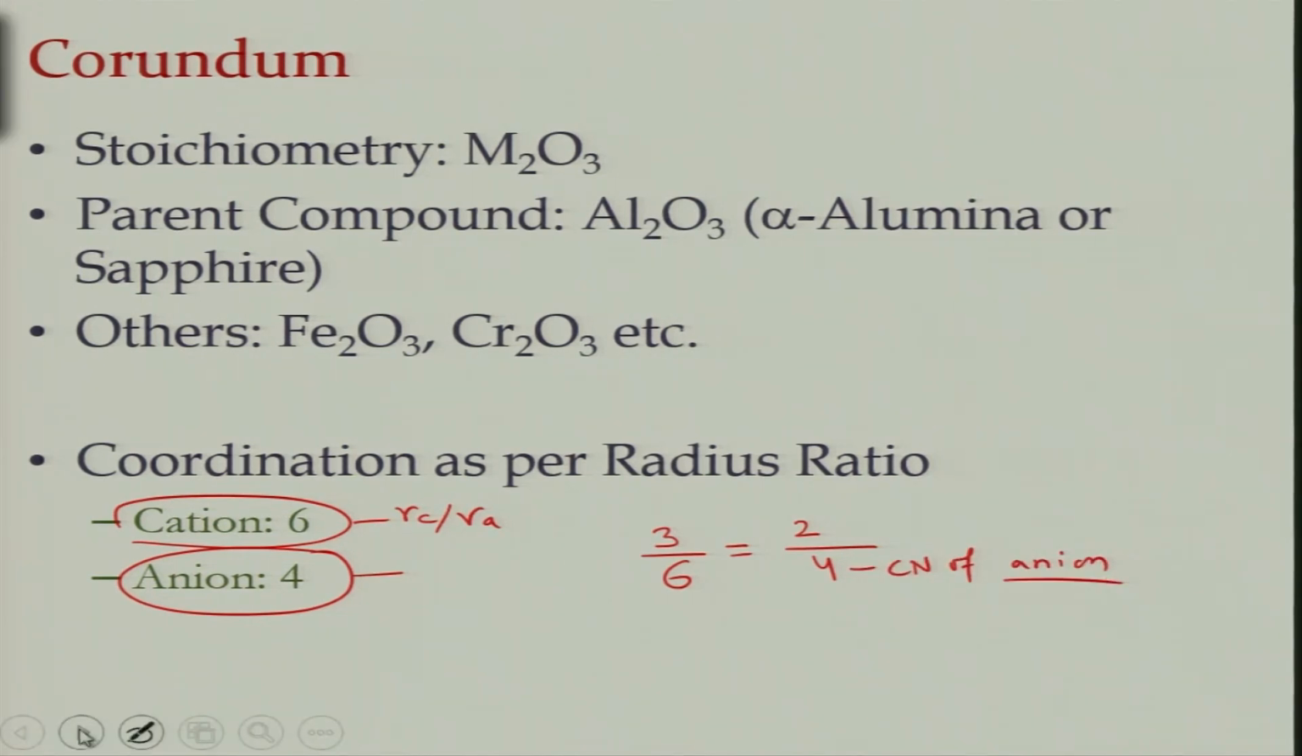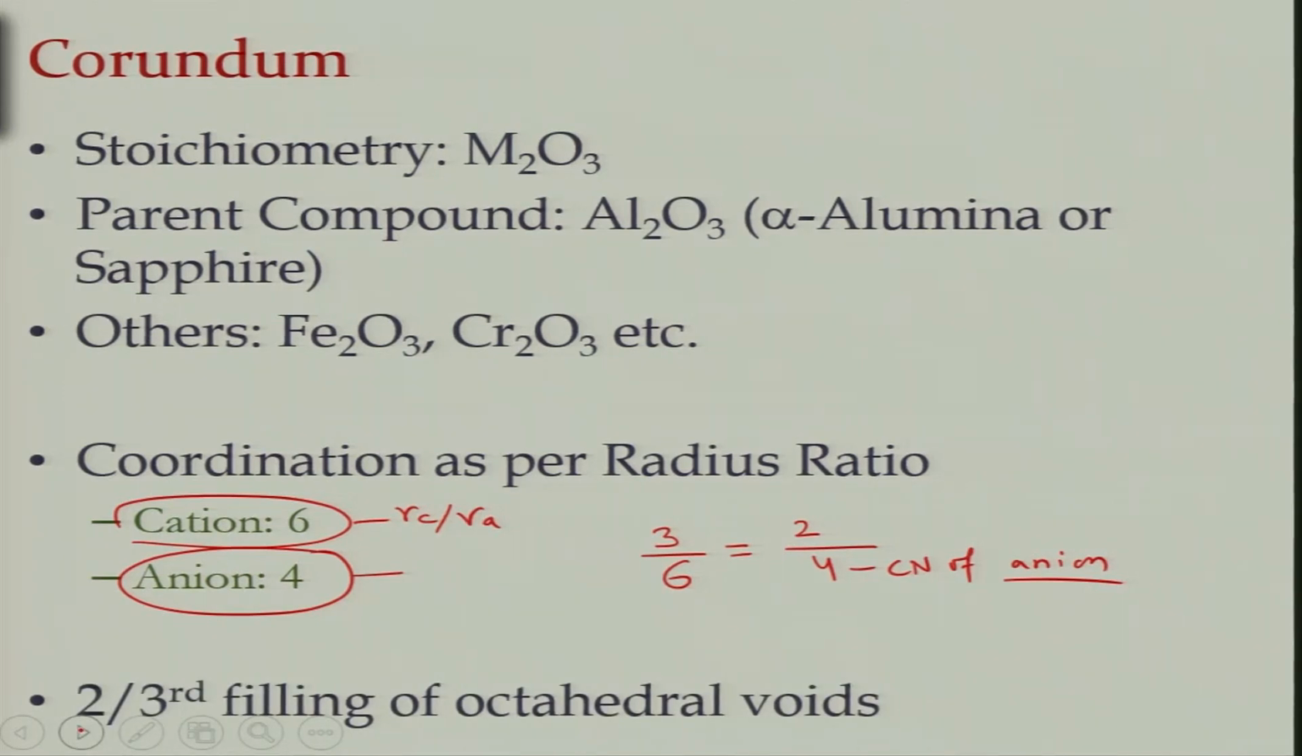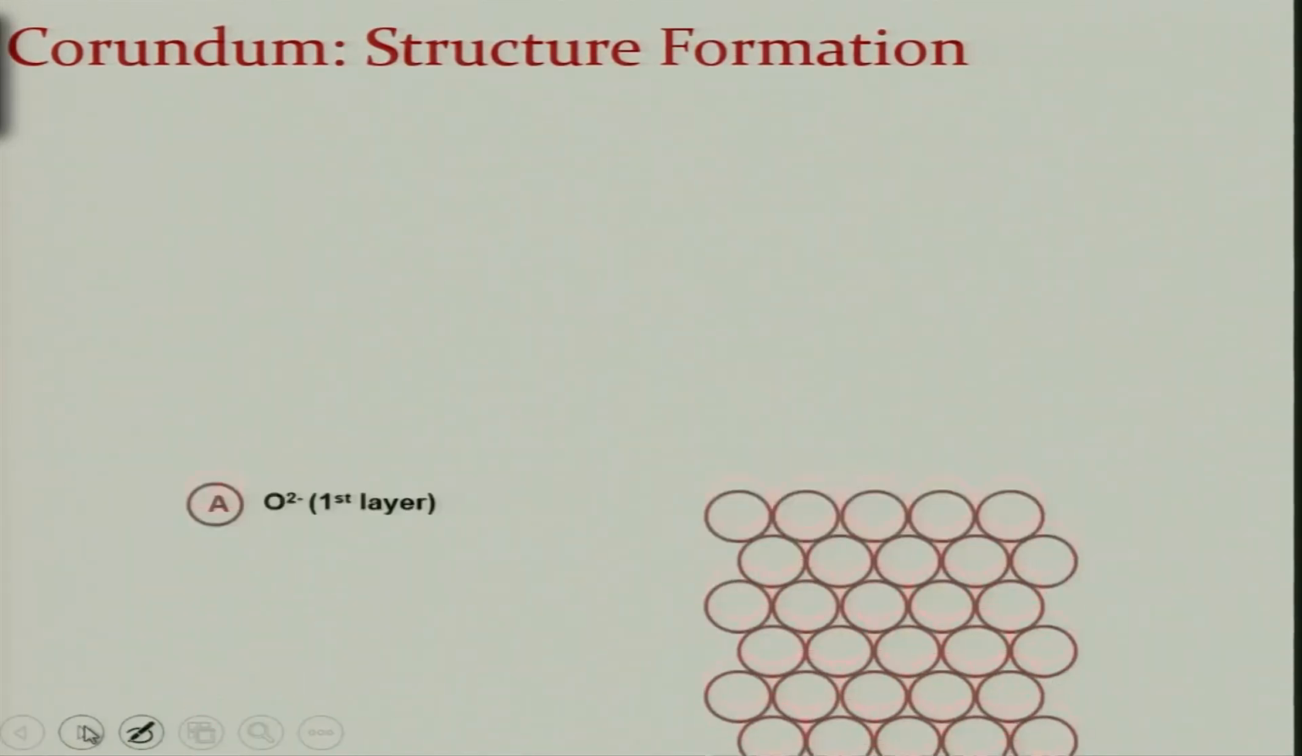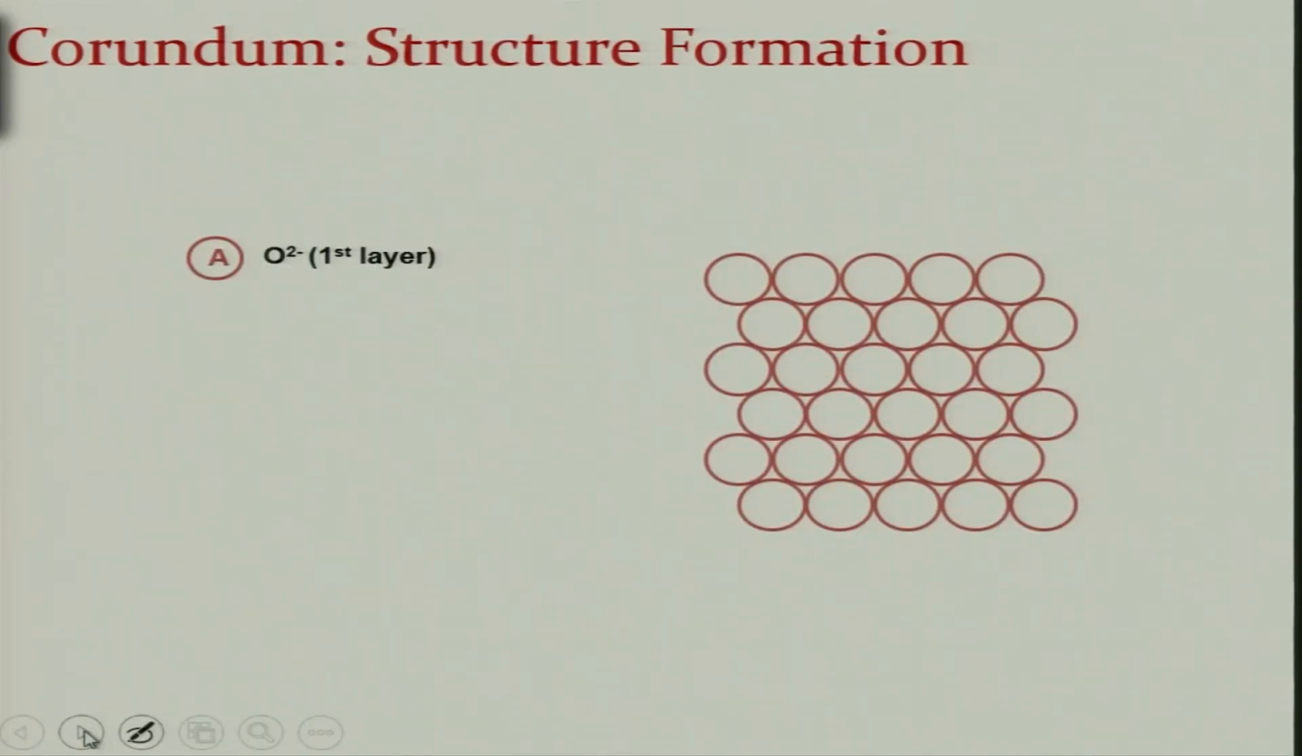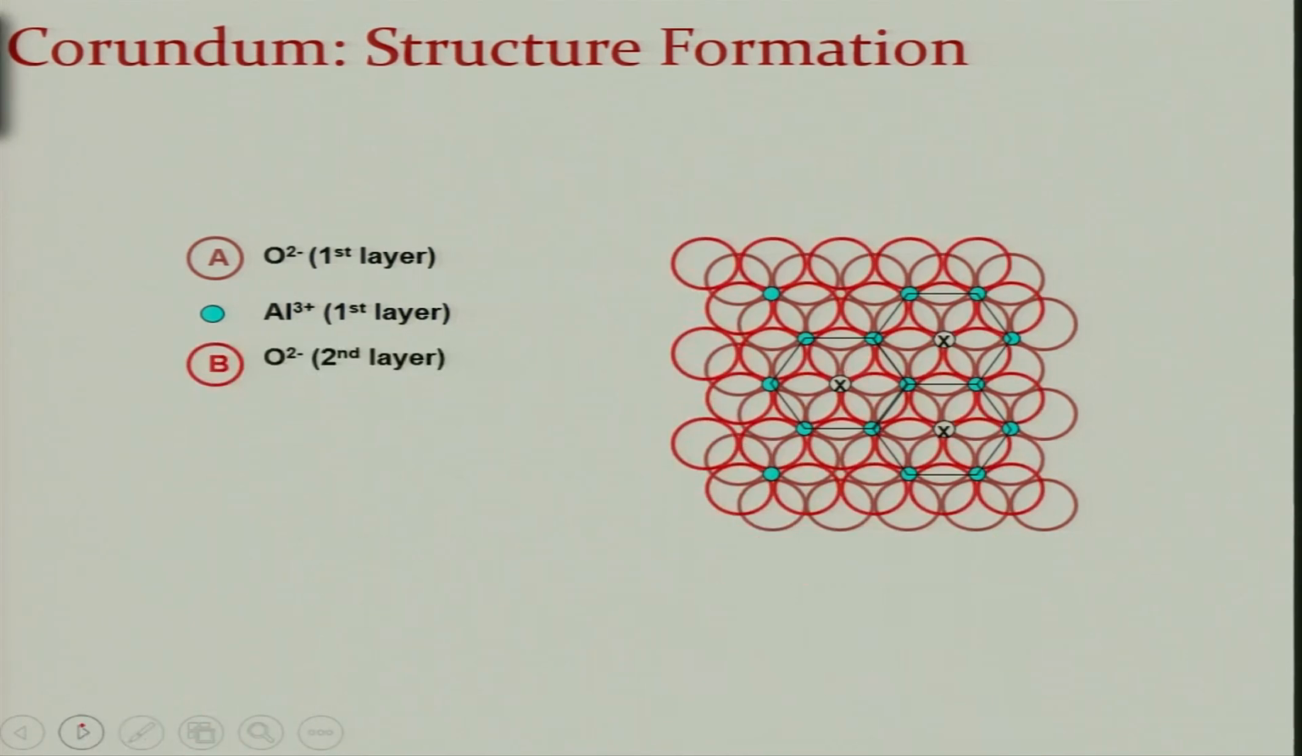And since the stoichiometry is 2:3, the octahedral site filling is 2/3. So this is the structure. The way it is formed is you make the first layer of oxygen, then you fill in the octahedral sites 2/3. You can see that for every 2, one is empty, then this octahedral site will move to another position in the next layer to maintain the periodicity of the lattice. So the next oxygen layer goes like this. You can see that this is octahedral, so 3 inverted and 3 up-facing oxygen atoms.